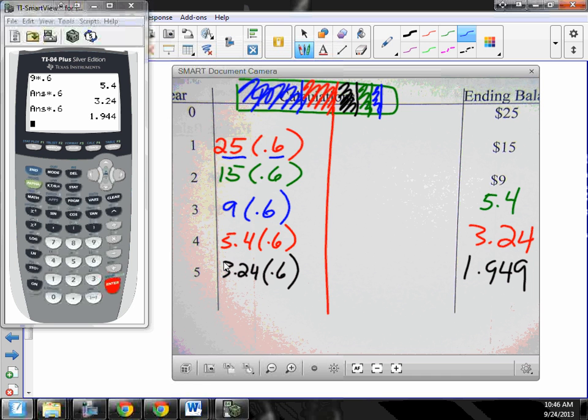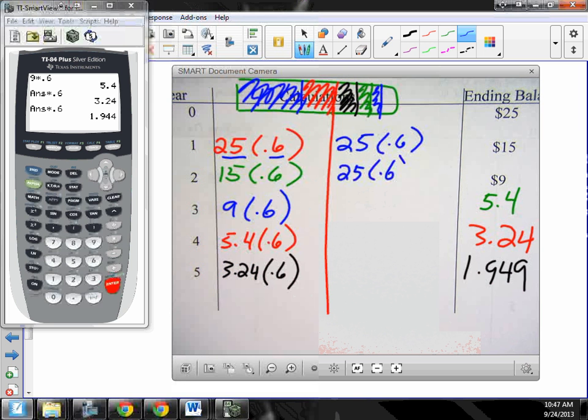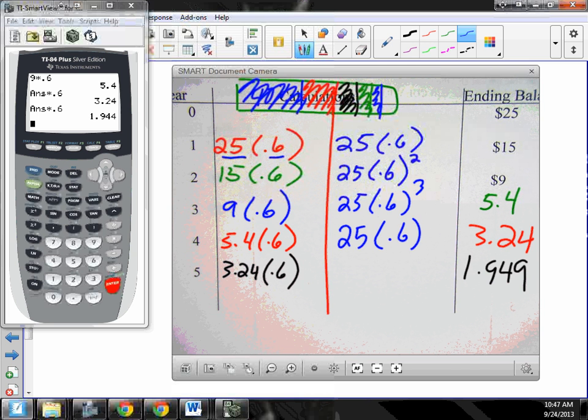Okay, so for the explicit model, we want to do the same thing, except we don't want to use the past value. We want to use exponents. So the first one is going to be 25 times 0.6. Then the second one will be 25 times 0.6 squared. And then 25 times 0.6 to the third. 25 times 0.6 to the fourth. And 25 times 0.6 to the fifth.